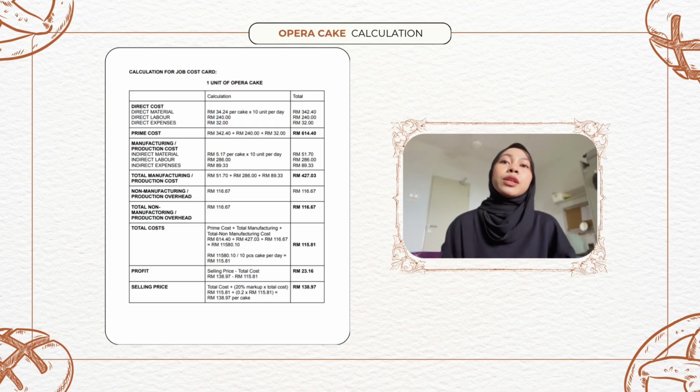While for the manufacturing production cost, indirect materials is 5 ringgit 17 cents per cake. So we times by 10, we got 51 ringgit 70 cents. Indirect labor we got 286, while the indirect expenses we get 89.33. So the total manufacturing is 427.03. The total non-manufacturing we got 116.67.